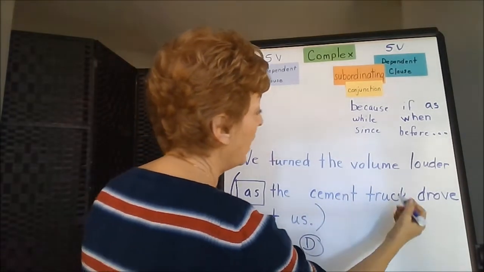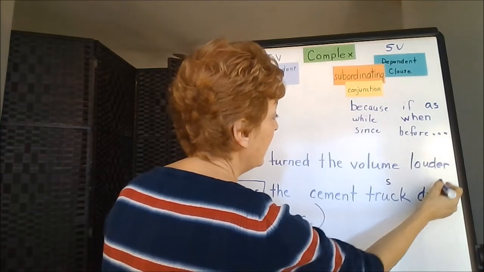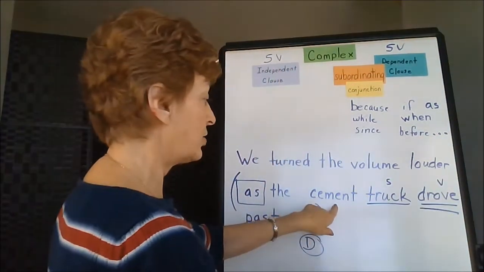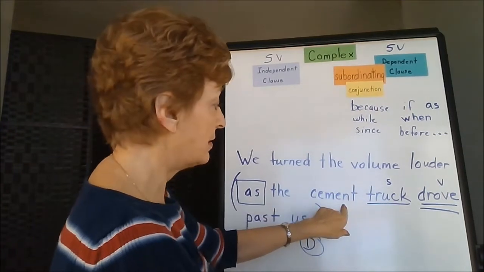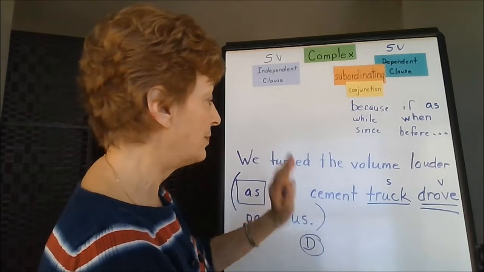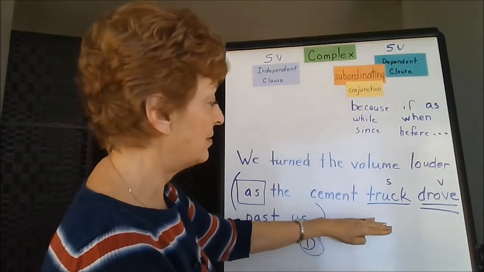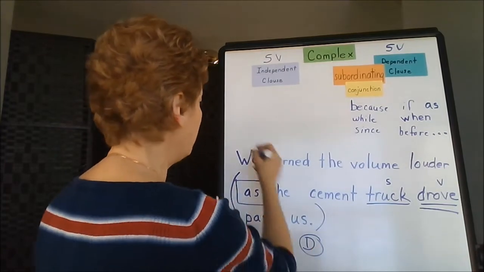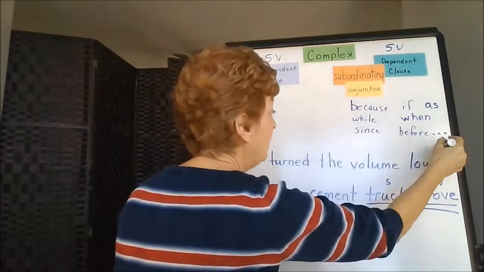Cement truck, or truck actually, we have a subject and a verb because it was the truck that drove. The cement truck tells us what kind of truck it is. So technically that's an adjective. More on that in the adjective section. Truck drove in the dependent clause, which means that this has to be the independent clause.